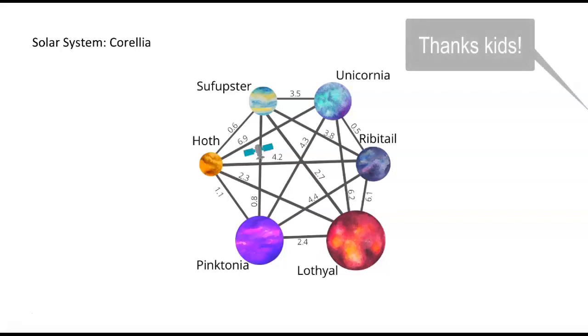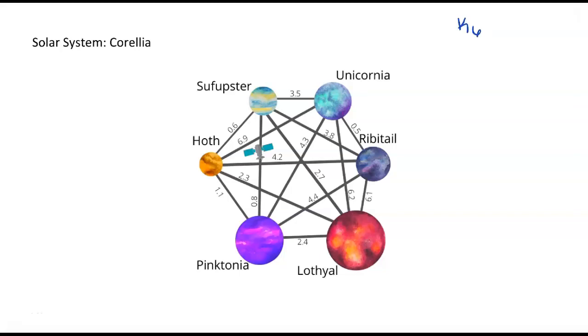Imagine that an unmanned mission is headed to the solar system, Corellia, to explore. We're looking for signs of life from the past or present. The mission must visit the 6 planets: Cephupster, Unicornia, Rivetail, Lothial, Pincktonia, and Hoth. The graph shows the time in years to travel between any 2 of these planets. The underlying complete graph here is K6, with 6 planets.